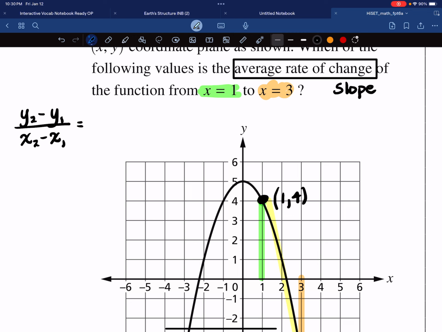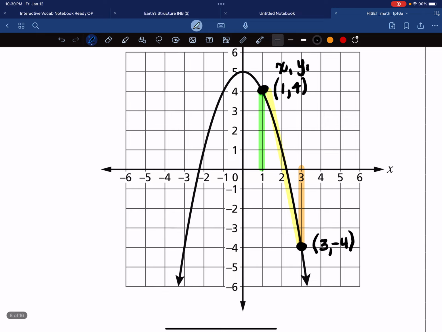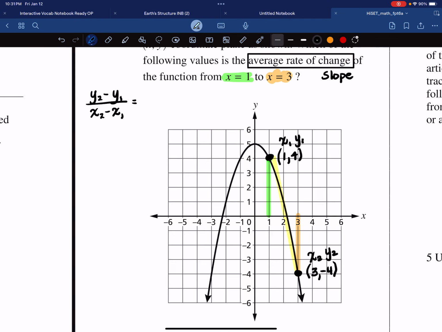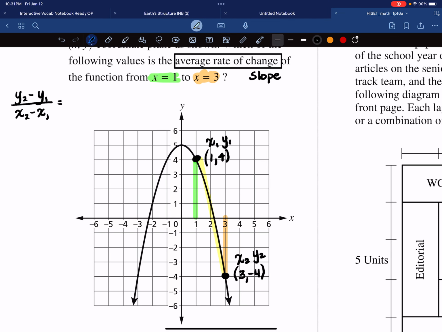And I always like to label my points just so I wouldn't get them confused. So I'm going to let this be x1, y1. And then this will be x2, y2. And I'll use those values in my formula. So y sub 2 is negative 4. Y sub 1 is 4. X sub 2 is positive 3. And x sub 1 is 1. So I end up with a negative 8 over 2. And that gives me a negative 4.